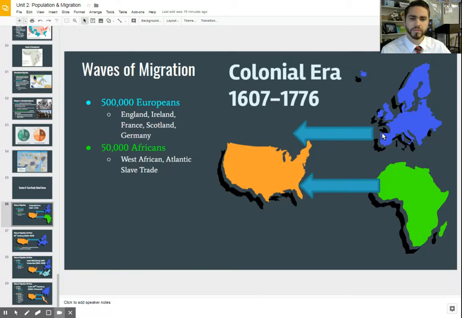The other big group that came during this time period, closely associated with it, was Africans from typically West Africa, and this was through the Atlantic slave trade. We know this was part of our history, and they were brought in as a labor force in order to make money for these large-scale agricultural endeavors that they were making money on in the colonies. And so about 50,000 Africans were brought in from West Africa during this time period, and those were characterized as our first big wave of migration, so before our Revolutionary War.